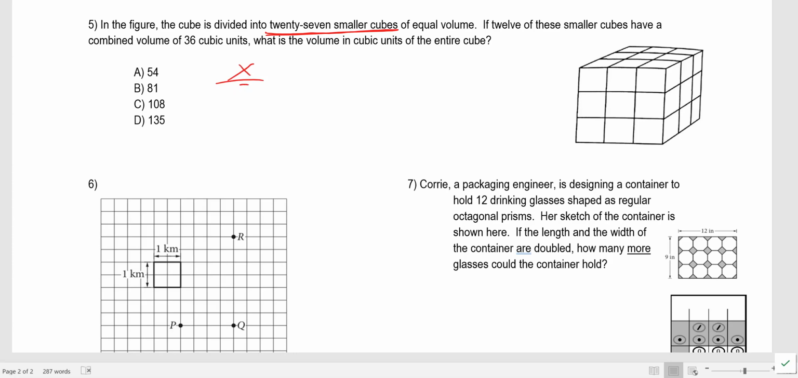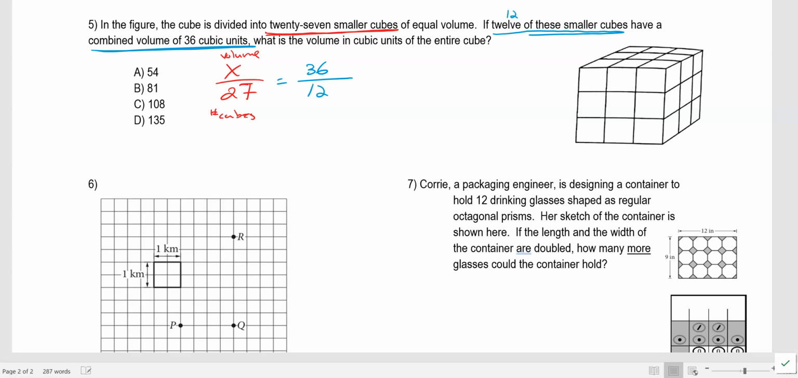Okay, and from there, what else can we figure out as far as a ratio? 12 of the smaller cubes has a volume of 36. Okay, so my x is my volume. My 27 is the number of cubes. Let's clarify this. This is your volume. This is number of cubes. So we have to keep our ratio in that same setup. So I have to go volume on top, which is 36, and my number of cubes in this case is 12.